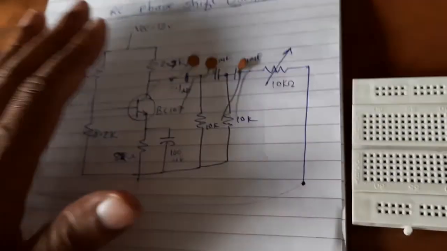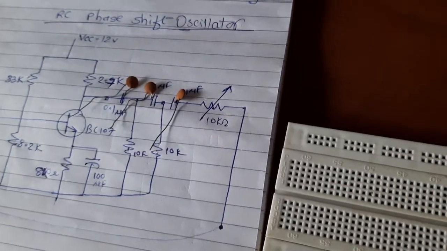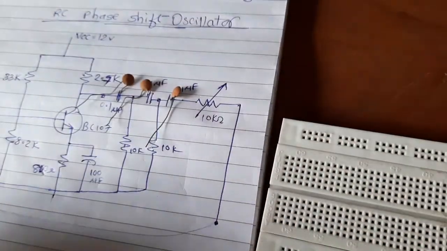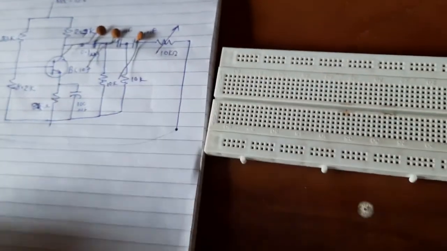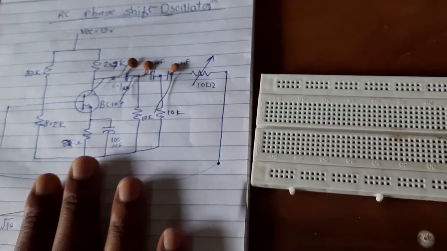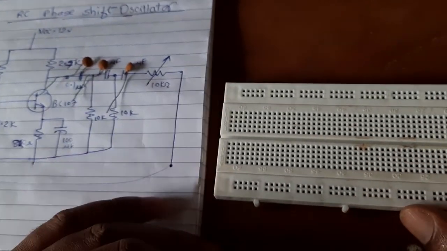Okay, in this experiment, we'll be learning about the RC phase shift oscillator. We'll see how it works and everything. Okay, so RC phase shift oscillator. Now what we'll do is that this is the circuit diagram. This is already explained. Okay, so we'll start mounting of the circuit.